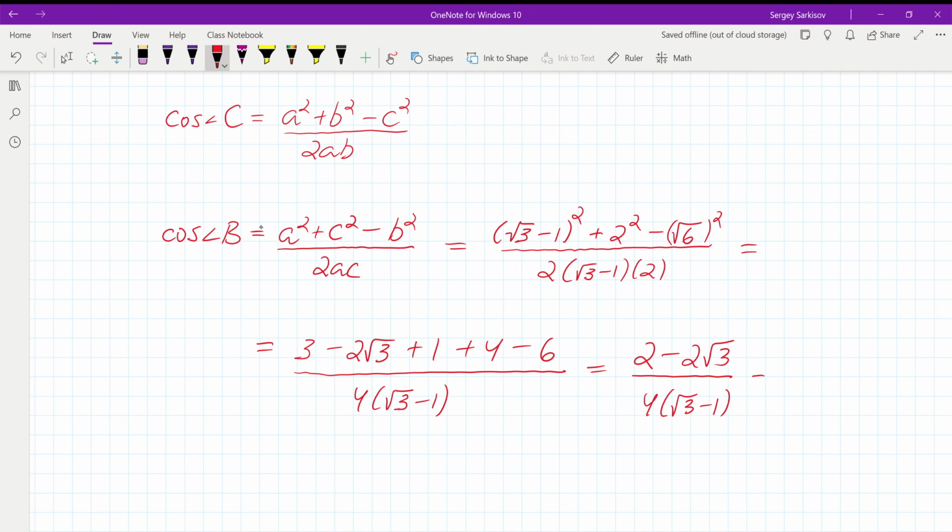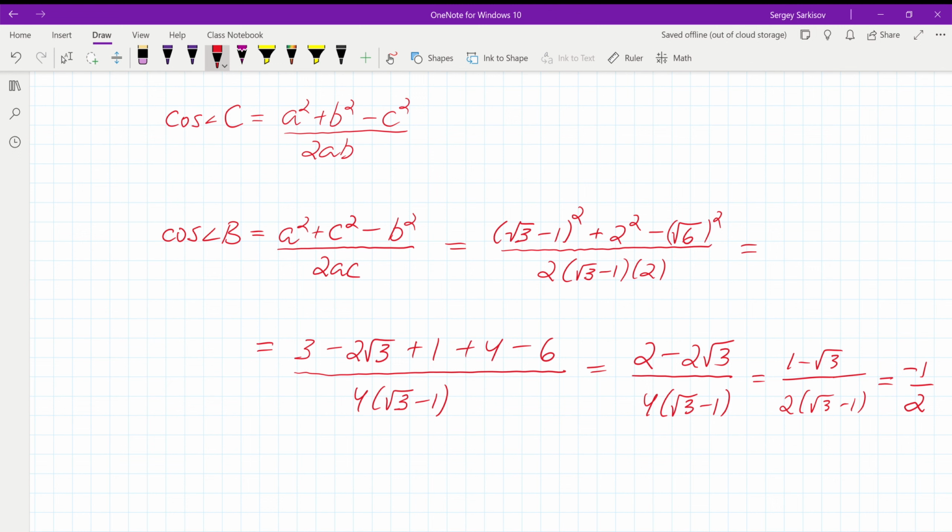Okay, let's cancel 2s, and we have 1 minus root 3 over 2 times root 3 minus 1. Now look, the root 3 minus 1s cancel, only it's a negative, and you get negative 1/2. Now, cosine of what angle is negative 1/2, especially in a triangle? The only option we have for an angle between 0 and 180 degrees whose cosine is negative 1/2. If you use the cosine inverse button, you'll get this on a calculator.